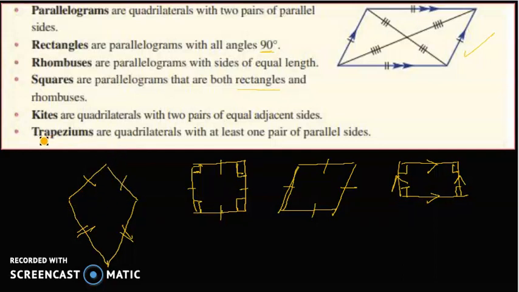Coming to the next one, trapeziums are quadrilaterals with at least one pair of parallel sides. So you can have a picture of a trapezium like this. One pair should be parallel, at least one pair. So this is an example of a trapezium.